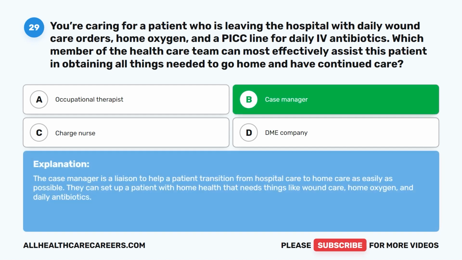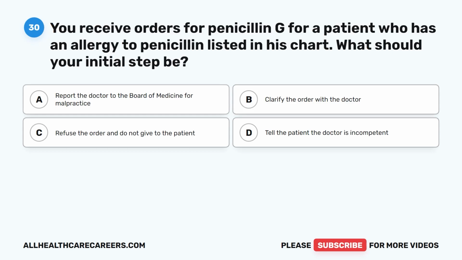Case manager. The case manager is a liaison to help a patient transition from hospital care to home care as easily as possible. They can set up a patient with home health that needs things like wound care, home oxygen, and daily antibiotics. Question 30.